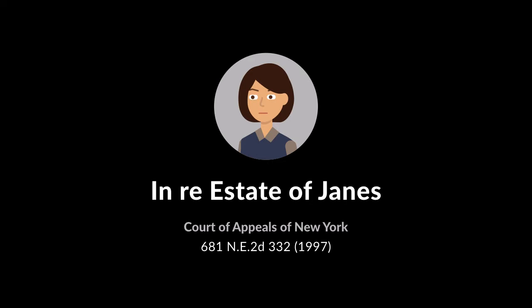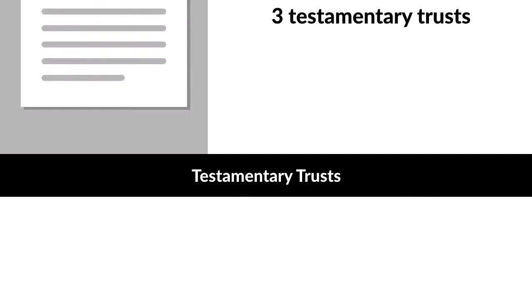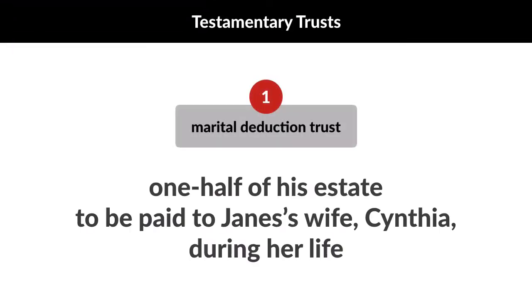in value over time. In 1969, Rodney Janes, a state senator and businessman, created a will that left most of his estate to 3 testamentary trusts. The first trust was a marital deduction trust consisting of approximately 1/2 of his estate, which was to be paid to Janes's wife, Cynthia, during her life.